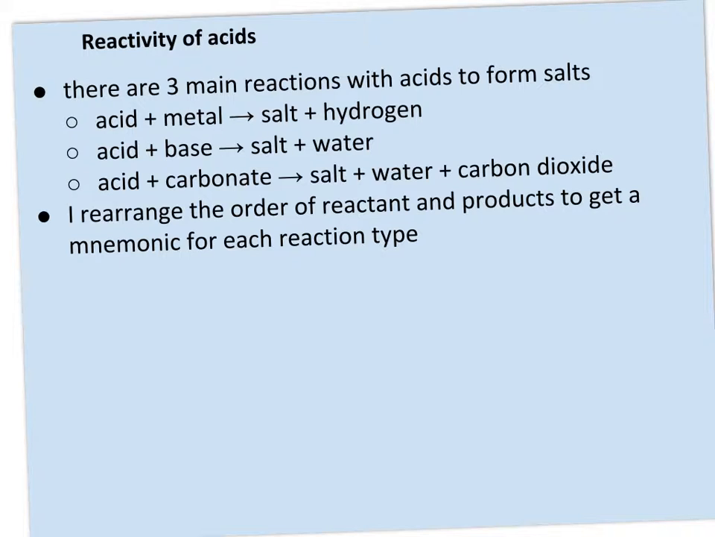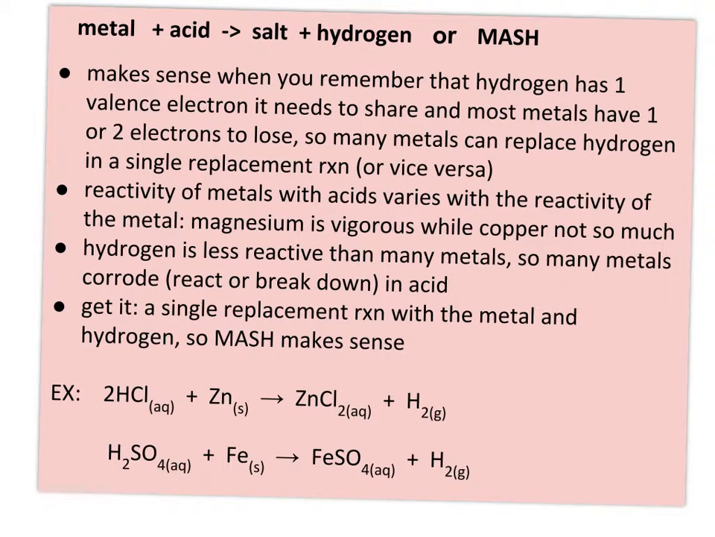They really aren't that difficult because they're basically just replacement reactions that we'll take a closer look at here. I rearranged the order; this is the order the book gives them in, and I rearranged it a little bit to get a mnemonic for each one. I'm going to look at the first one in this video and then continue in part B looking at the other two reaction types. So I rearranged it to metal plus acid gives you salt plus hydrogen, or MASH.